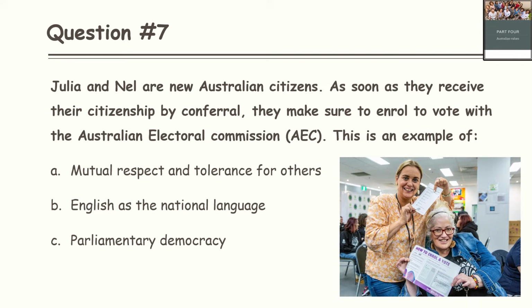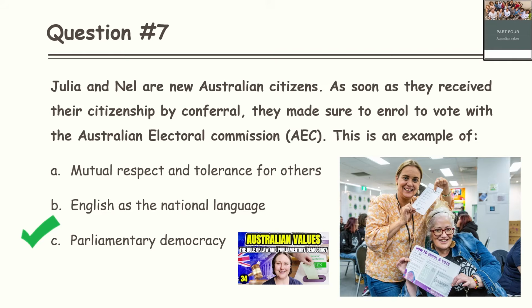Question 7. Yulia and Nell are new Australian citizens. As soon as they receive their citizenship by conferral, they make sure to enroll to vote with the Australian Electoral Commission, or AEC. This is an example of A. Mutual respect and tolerance for others. B. English as the national language. C. Parliamentary democracy.